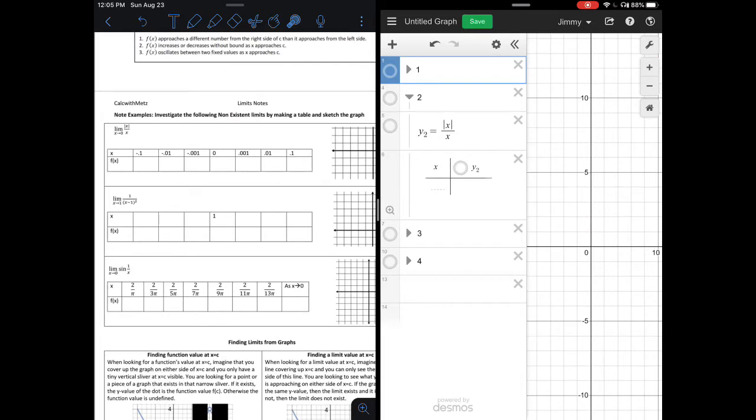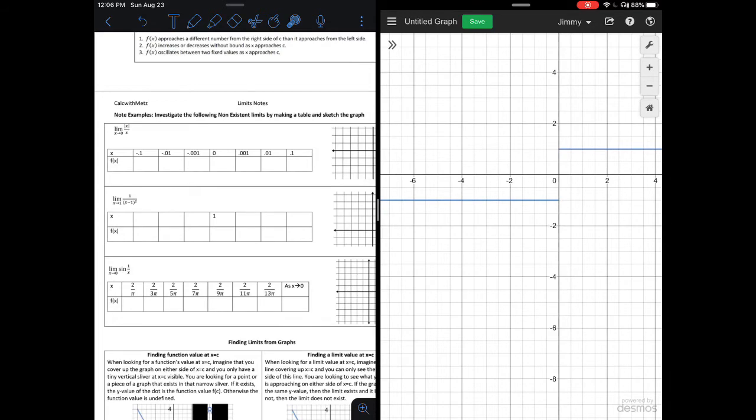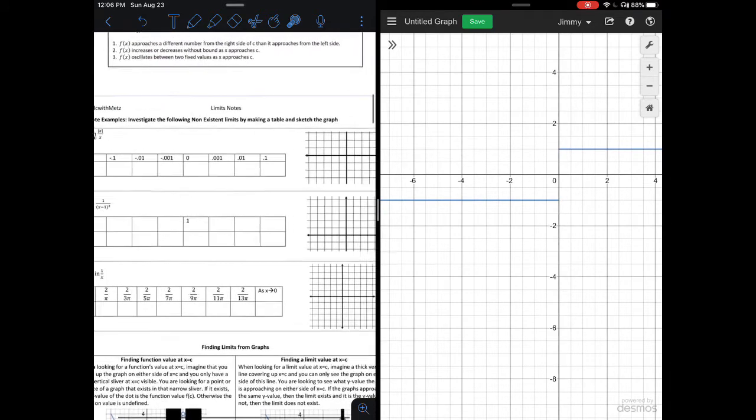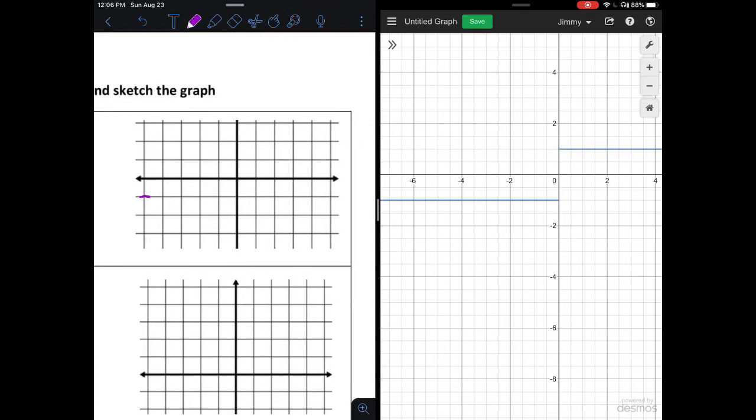So let's look at the function, the absolute value of x over x, and let's try to find the limit as x is approaching 0. So what we're going to do is use the table approach again that we did a little earlier in the video, and I have the graph already typed into Desmos. If we look graphically, we see a distinct jump. So I'm going to make that graph here. The graph is at 1 until I get to 0, because at 0 I have a jump.